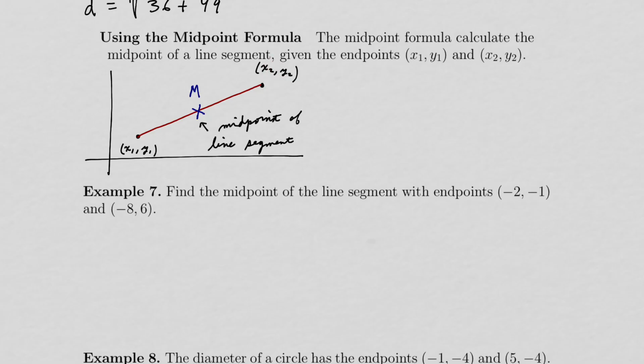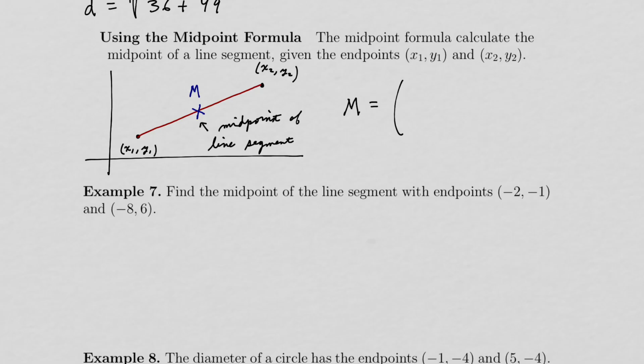And same thing for the y, right? The y coordinate of the midpoint is halfway between the y coordinate for the first endpoint and the y coordinate for the second endpoint. So it's going to be the average of the y values from the two endpoints. So let me write that out as a formula here. The midpoint, m, the x coordinate is really just the average of the x values from the two endpoints.